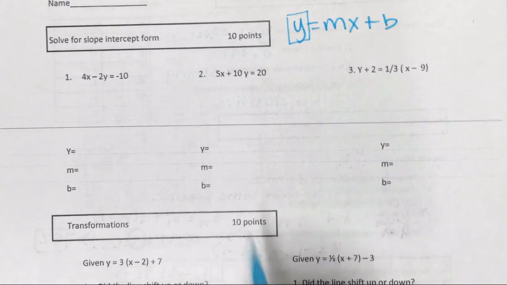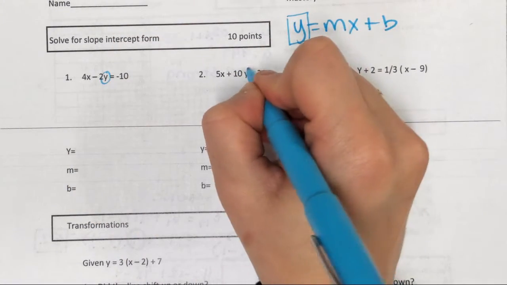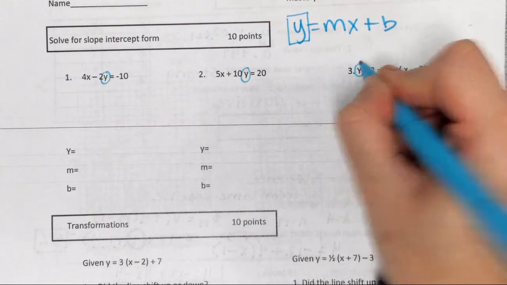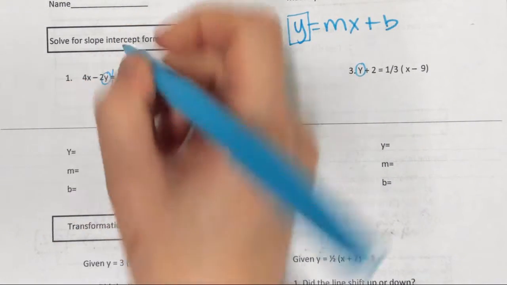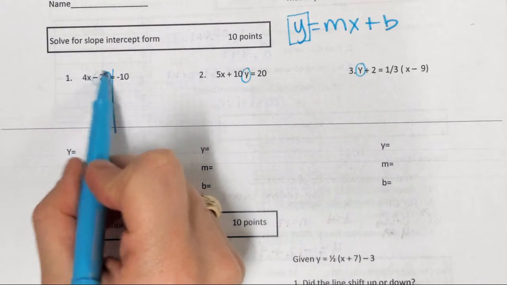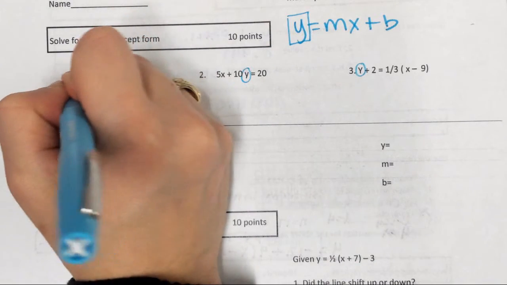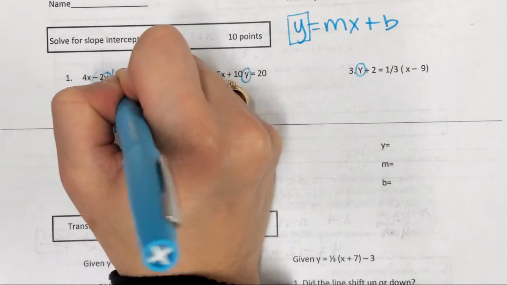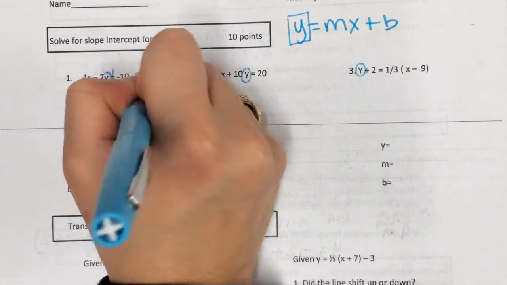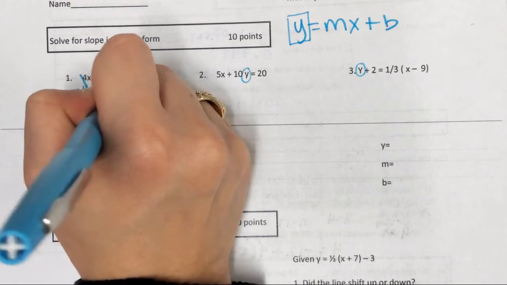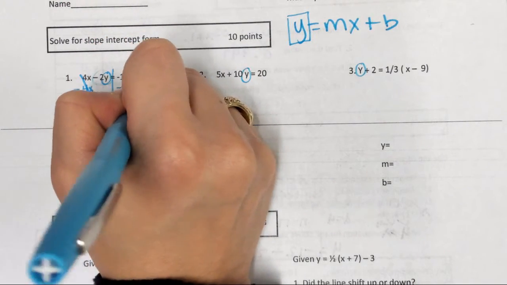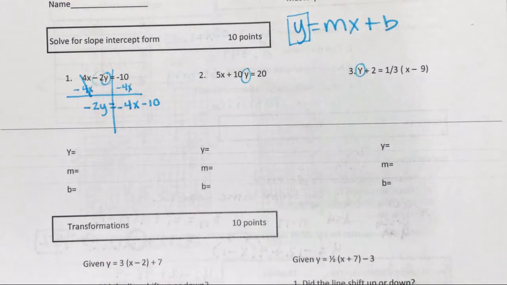So what I'm going to do before I even start is go find my y variable because that's what I have to isolate. Okay, so let's take a look at this first one. I know that to get y by itself, I need to get this whole term by itself first. So I'm going to take that 4x and I'm going to get rid of it. 4x minus 4x is 0, so that's gone. We're left with negative 2y equals negative 4x minus 10.